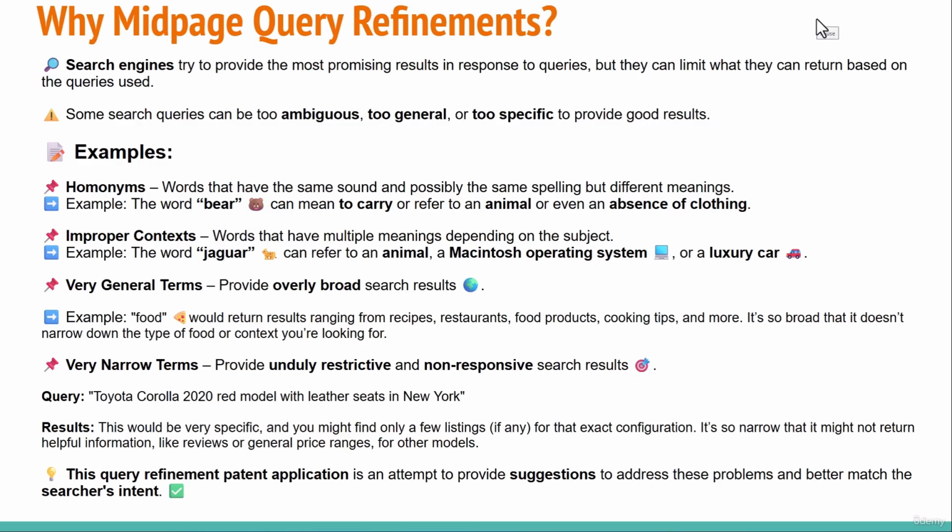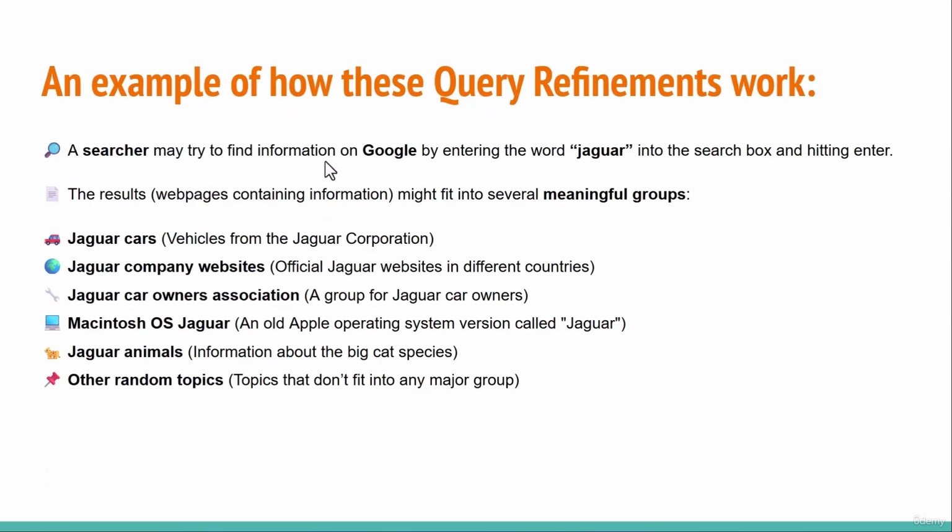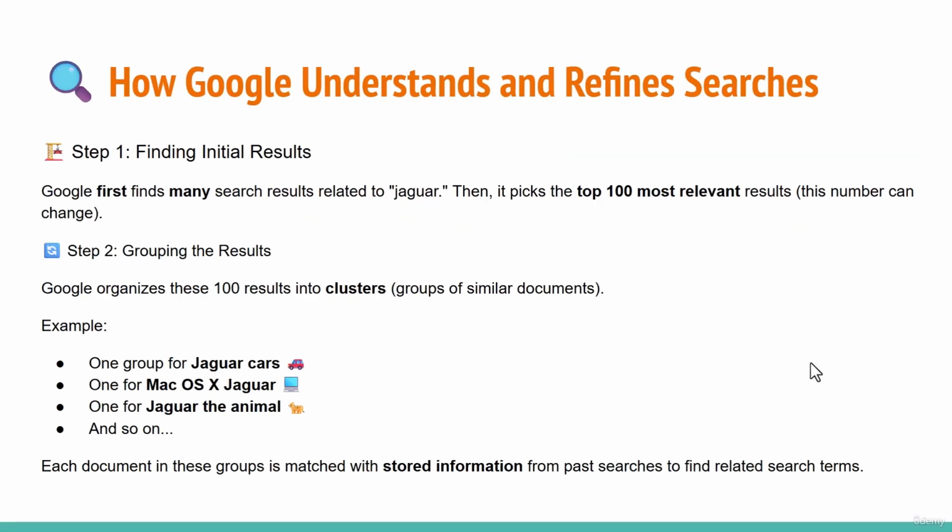The job of query refinements is essentially to modify our query so that high-quality, relevant results are shown. The purpose of query refinements is to provide suggestions that solve such problems and fulfill the user's intent in the best way possible. How query refinements works. If a person searches for Jaguar, according to Google search, it can have many meanings: Jaguar Company, Jaguar Cars, Car Owners Association, OS Jaguar, Jaguar Animal, and other random topics. The search engine will refine these results and organize the entire SERP according to the dominant, minor, and middle level intents.